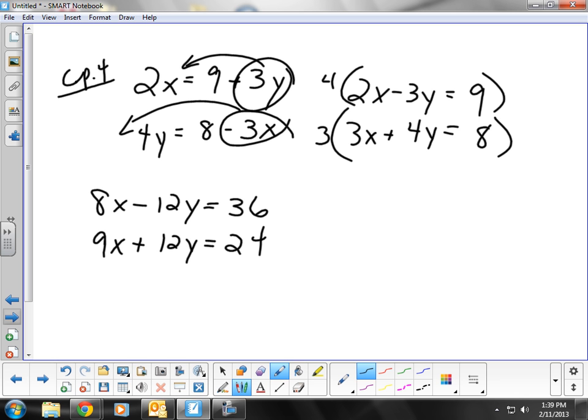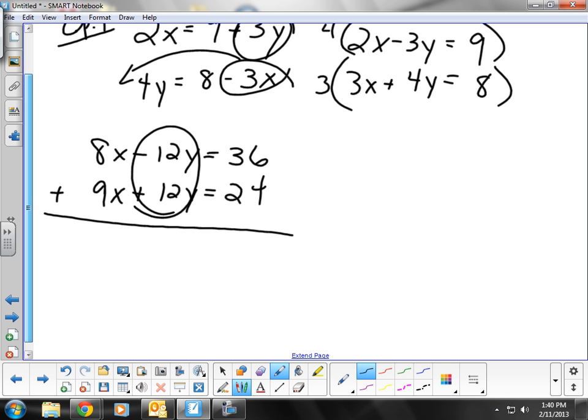Now, do I have it set up so that I can add and eliminate something? Yes. The Y's are going to go away, right? My zero pair. And so I get 17X is equal to 60. Is that what y'all get? And then we divide both sides by 17. So X is equal to 60 over 17, which is kind of an ugly number, but we got it right there at the end, so it's not really a huge deal.